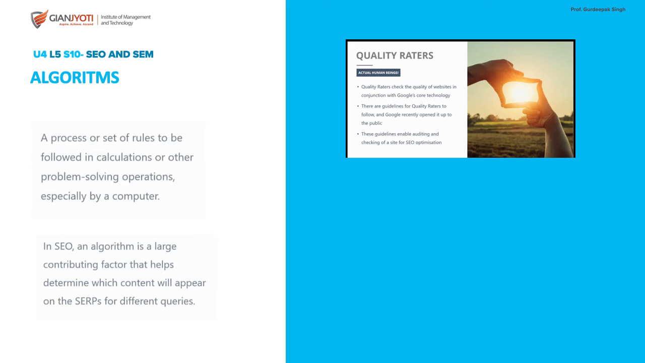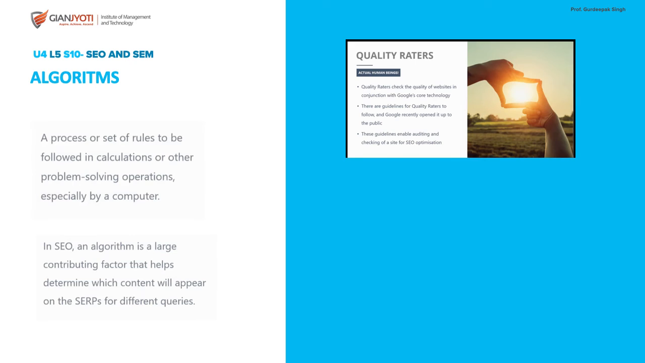They check the quality of websites in conjunction with Google's core technology, the protocols, the set of rules which Google has put in that we call the core technology. So they check the quality of the website vis-a-vis the core technology. And for these quality raters, there are guidelines which are fixed, which are given to them. And you can also look at these guidelines if you want. Google has opened those to the public also.